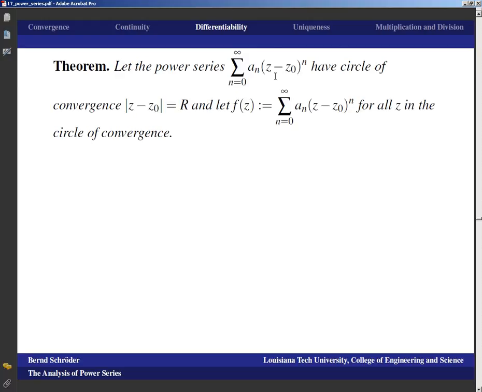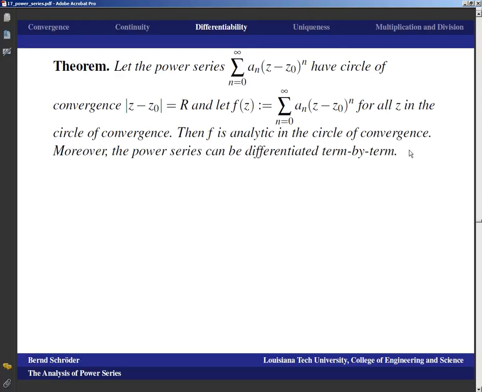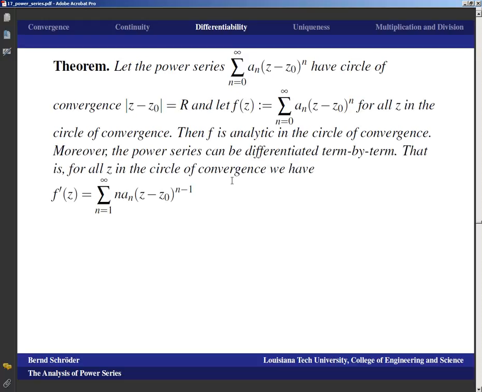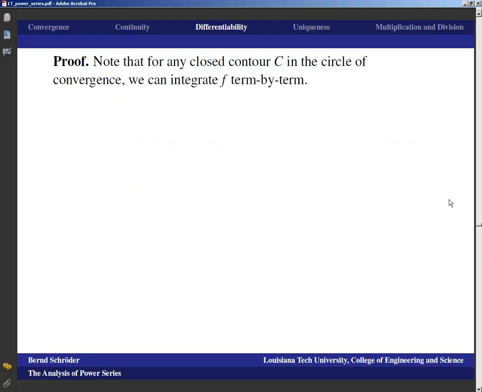Take a power series, and of course power series are very well behaved. It has circle of convergence |z - z0| = r, and we let f of z be the function defined by the power series in the circle of convergence. Then f is analytic in the circle of convergence, and moreover the power series can be differentiated term by term. What does it mean to differentiate term by term? Well, you just move the derivative inside. For all z in the circle of convergence, f prime of z is the sum n equals 1 to infinity of n a_n (z - z0)^(n-1), just as we are used to from the power rule. How do we prove that?